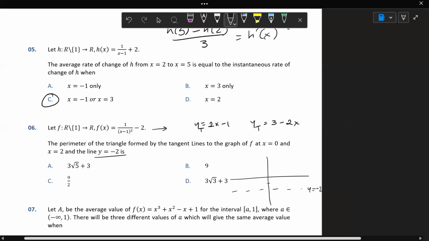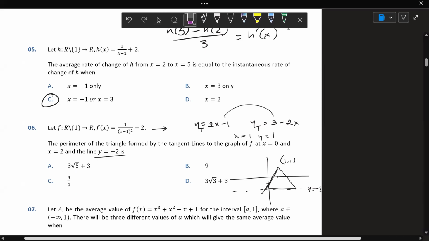So these two lines will intersect. We can quickly solve for that, but through observation, it's just x equals 1. And subbing that back in, y equals 1. So they would intersect about here at (1, 1). And this is sort of the shape. So this is the triangle we need to find the perimeter of.